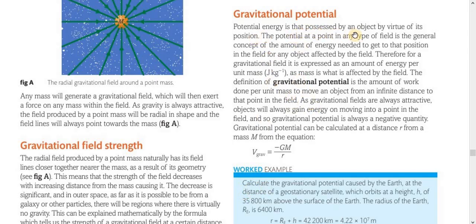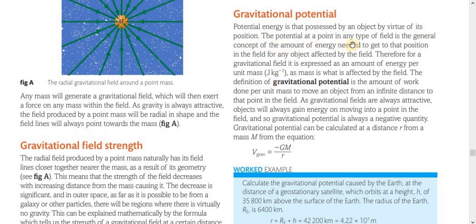Potential energy is that possessed by an object by virtue of its position. For example, if you consider an object above the surface of the earth, when you move further and further from the surface of the earth, the gravitational potential energy of the object increases. So it depends on the position. Same thing with elastic potential energy. If you have a spring mass system, the more you pull the mass away from the spring, the greater will be the elastic potential energy in the spring. So it depends on the position.